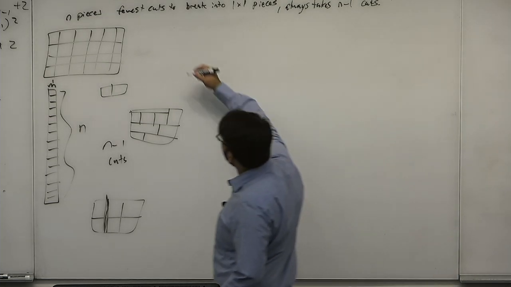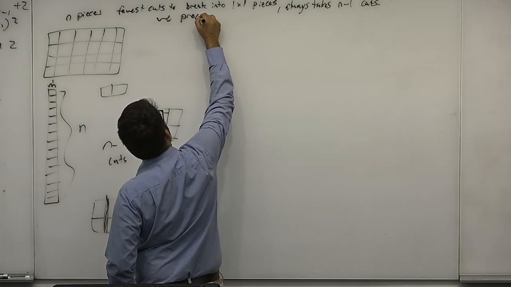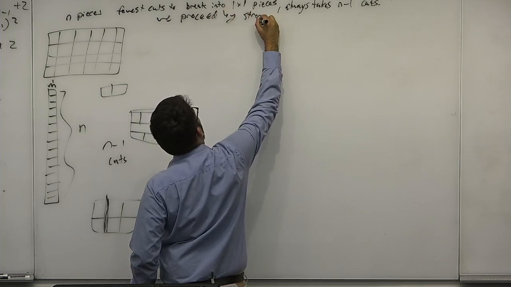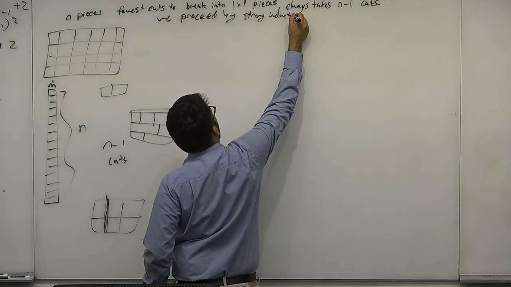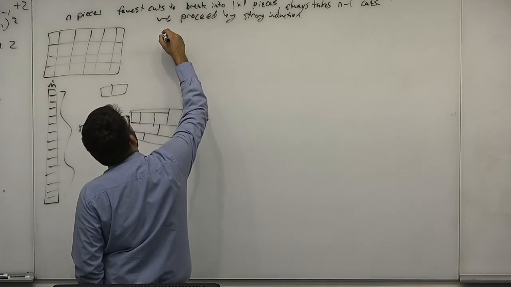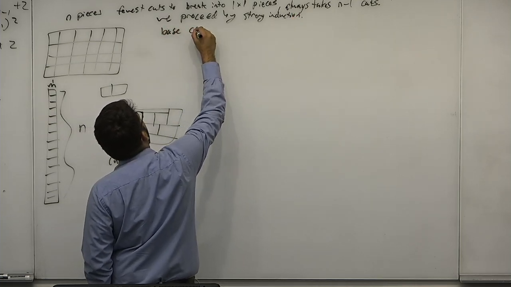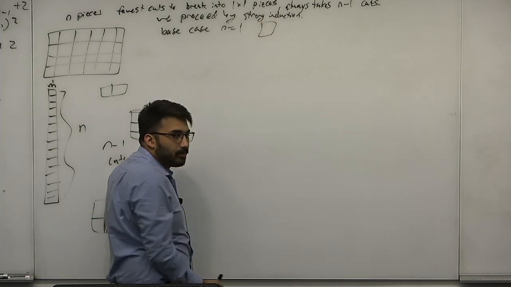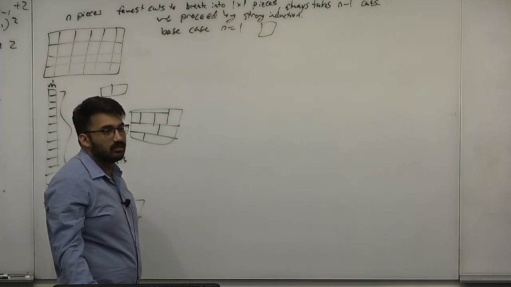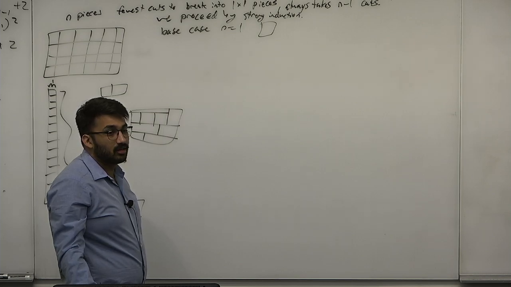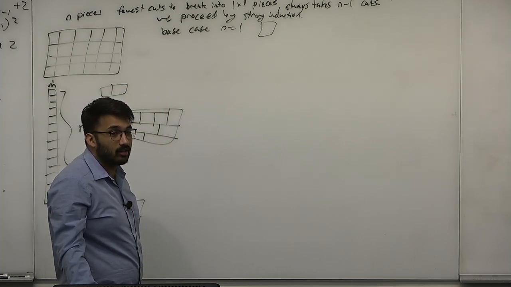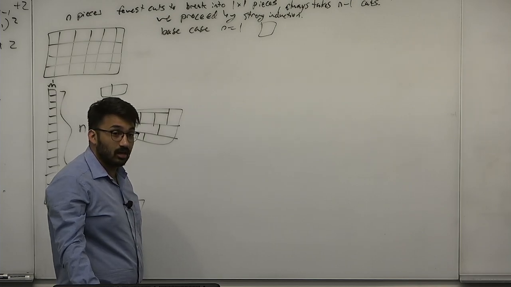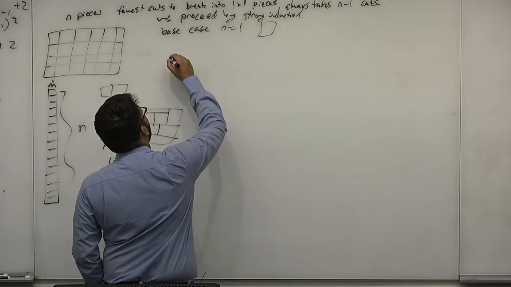We proceed by strong induction. Base case, n equals 1. So you have a single chocolate piece. How many cuts does it take to break it up into 1 by 1 pieces? Sorry, what? 0 cuts. We're already there. So the base case of n equal to 1 piece is done. It takes 0 cuts. Great.